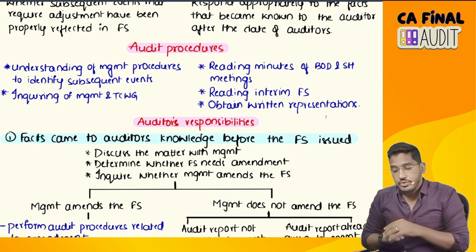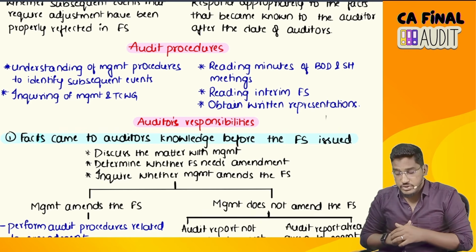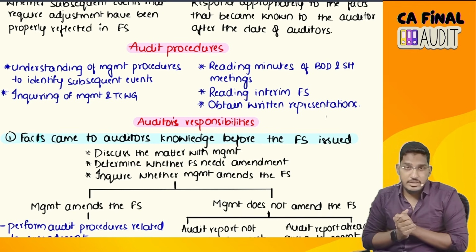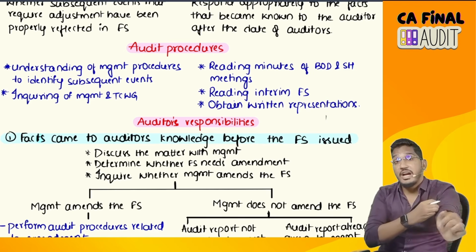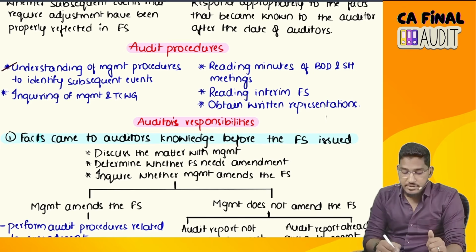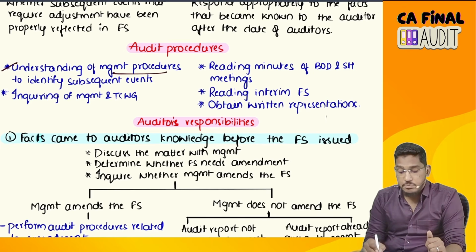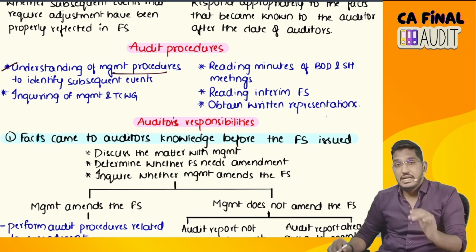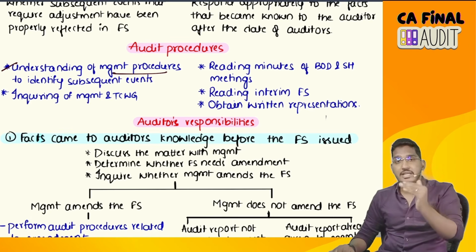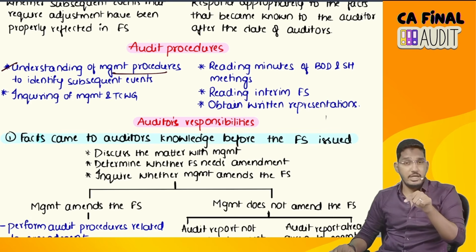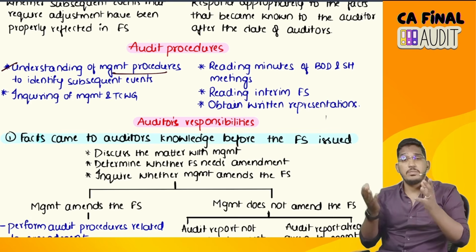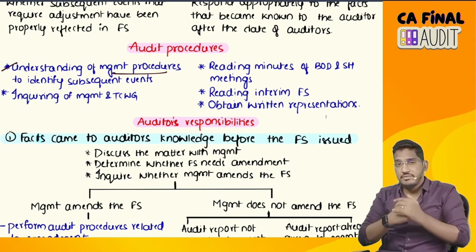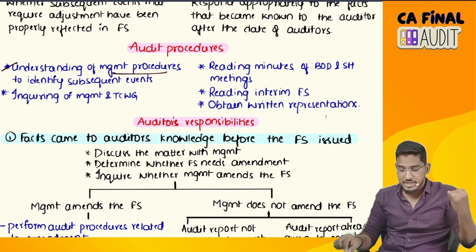Now, as an auditor, you also should perform some audit procedures to determine whether there are any subsequent events. So what audit procedures do I need to perform to identify the subsequent events? The first one, you need to understand what procedures management has followed. As I have told, before the auditor, management has the primary responsibility to identify subsequent events. So first you should go to the management and ask them, sir, what procedures you have followed for identifying subsequent events?